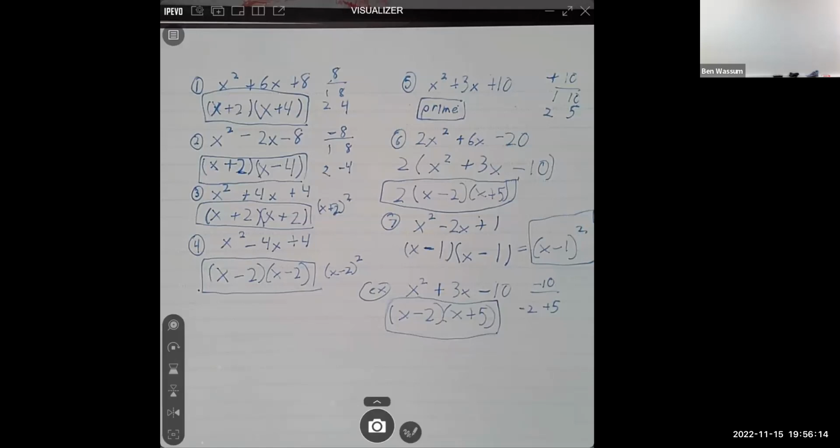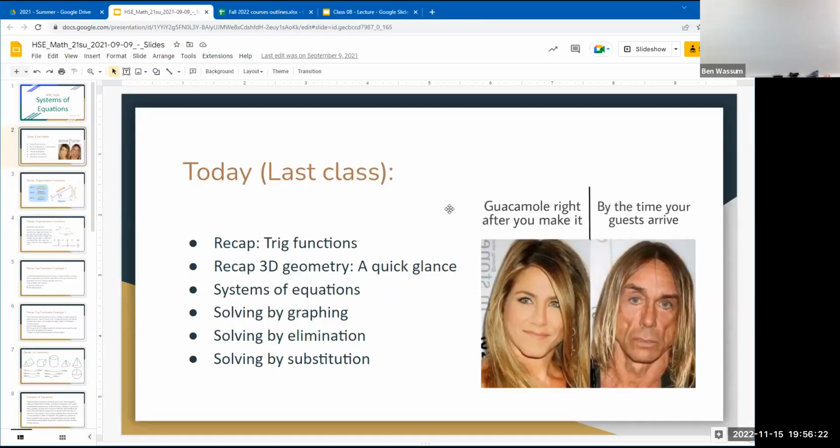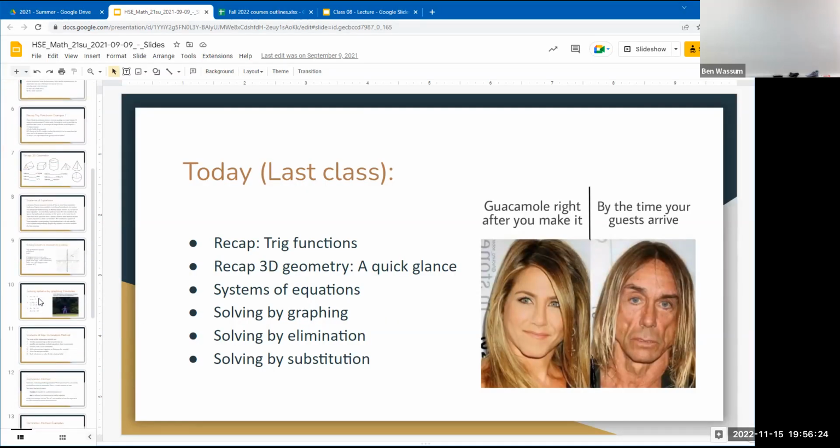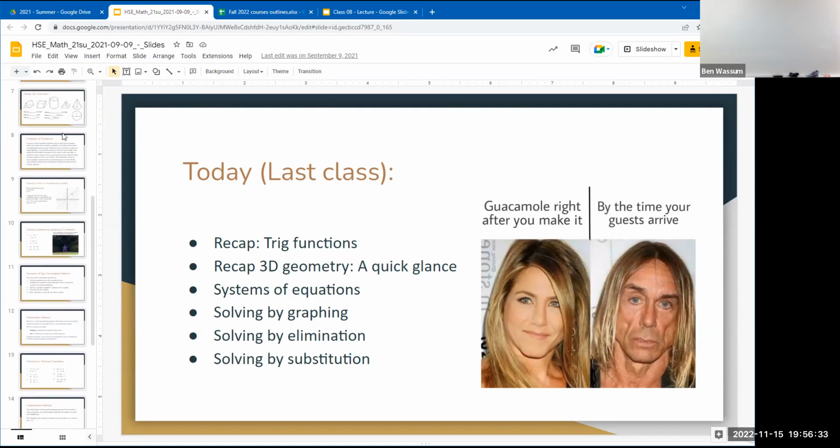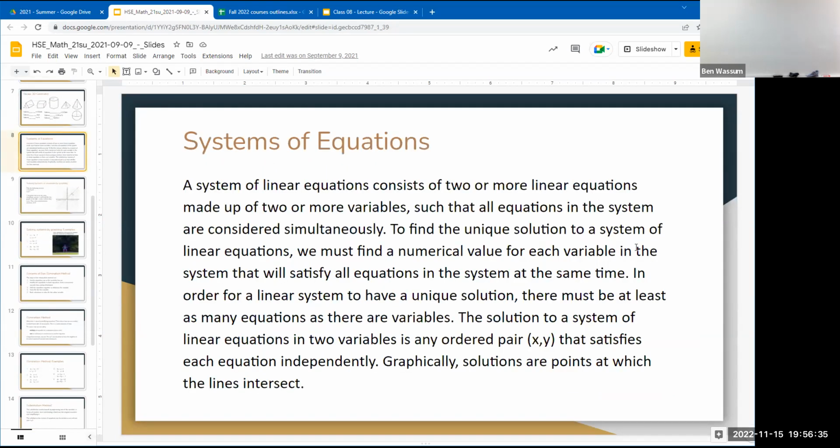All right. We're going to the first class I ever taught, because I did in fact write something for systems of equations. You can tell I had a different style at the time. All right. So systems of equations.